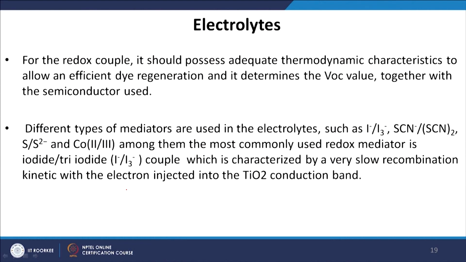Different types of mediators are used in the electrolyte, such as iodide triiodide, which we used in the last class during the demonstration, SCN, SeCN, S2 minus and cobalt 2/3 complex, among the most commonly used redox materials. The popularly used redox mediator is iodide triiodide. The titanium dioxide, N3 dye and iodide triiodide electrolyte combination has been well studied and their energetics match very well. A good characteristic of this iodide triiodide material is that it shows very slow recombination kinetics with the electron injected into the TiO2 conduction band.